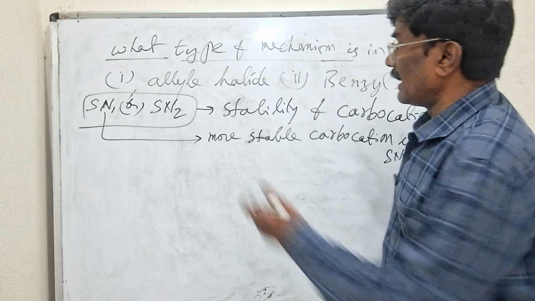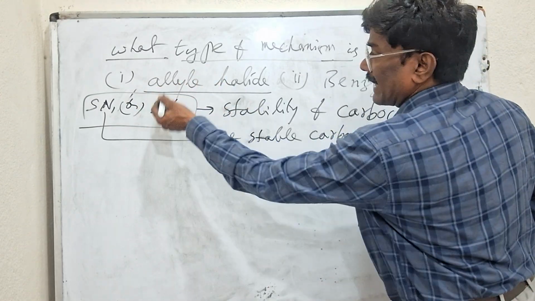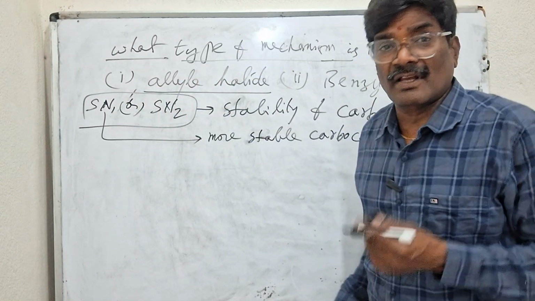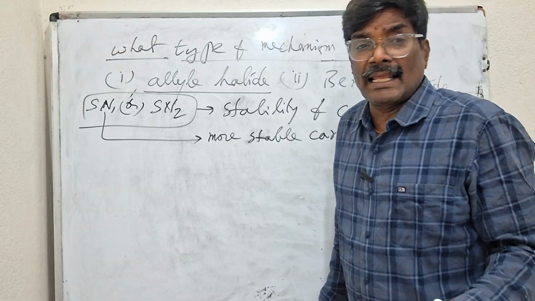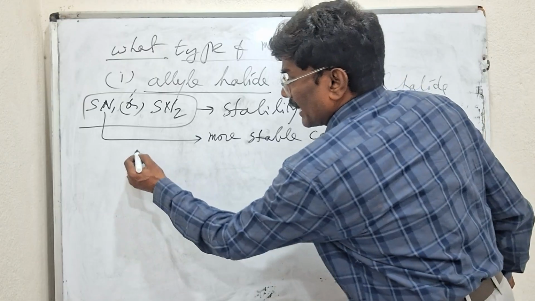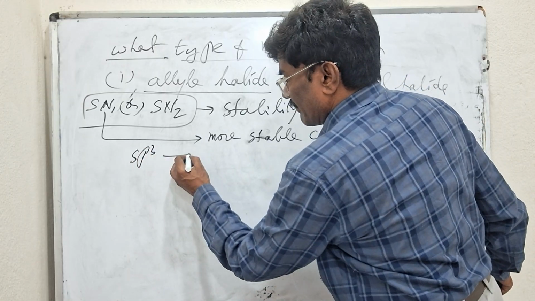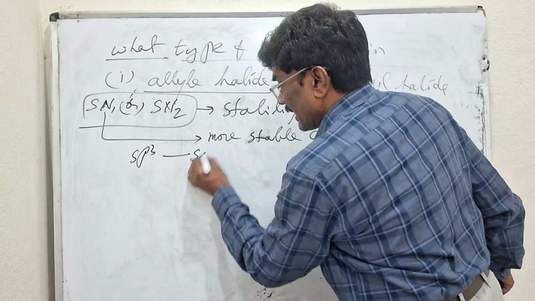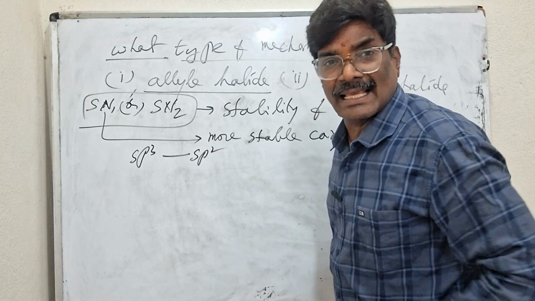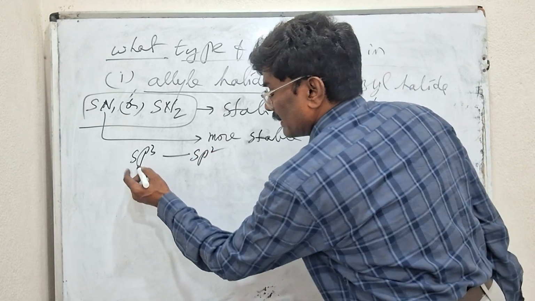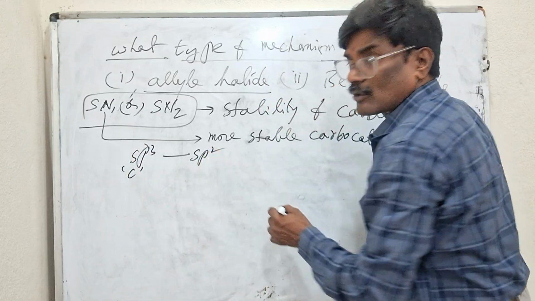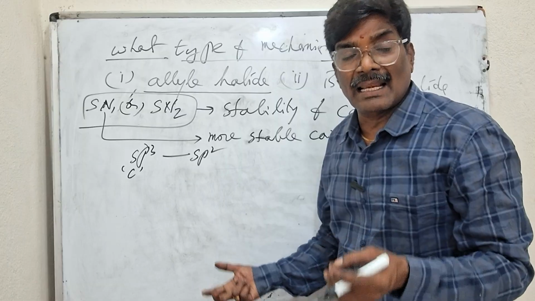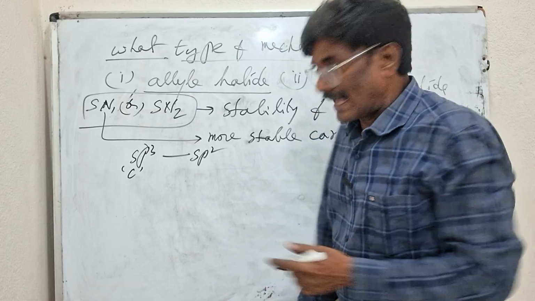So there is a possibility of formation of carbocation in allyl halides. First of all, you should know the concept of allylic. What is allylic? An sp3 carbon atom which is bonded with an sp2 carbon atom, that is the allylic carbon. A carbon with sp3 hybridization when bonded to an sp2 carbon atom is an allylic compound.